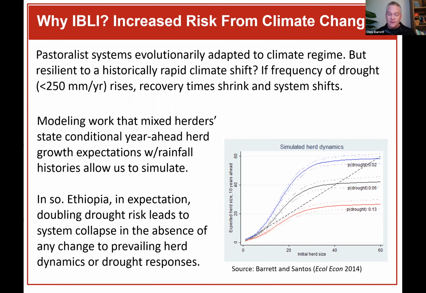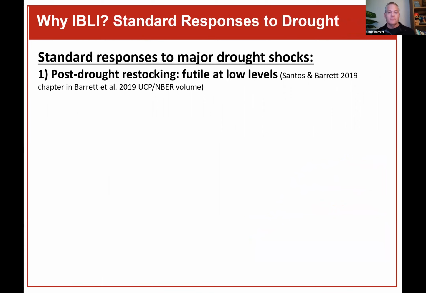So a combination of the social protection paradox that puts a premium on providing insurance, and the prospect that without doing something to help accelerate herders' recovery from droughts as droughts grow more frequent and more intense, we're going to see system collapse. So the need for insurance becomes all the more acute.